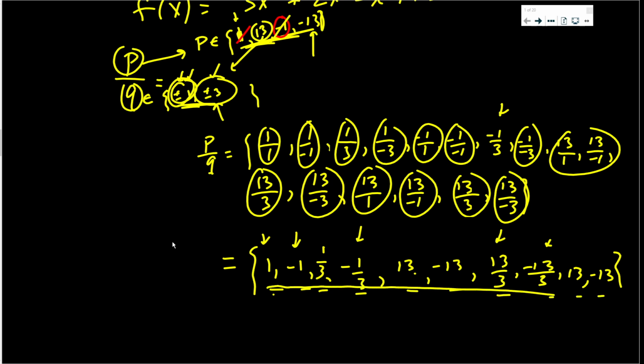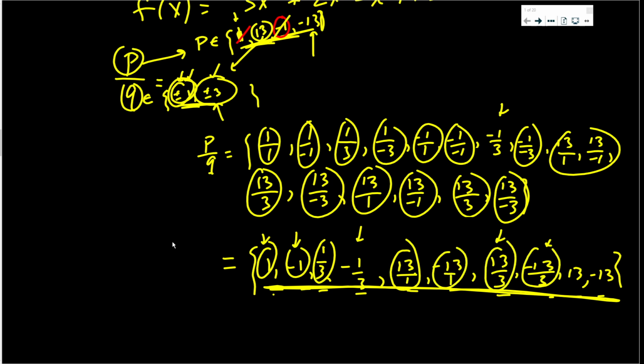Maybe none of these roots will work. First of all, these are all rational numbers. For example, 13 is 13 over 1. If you can write it as the division of two integers, it's rational. They're all rational numbers. Those are the only possible rational numbers.